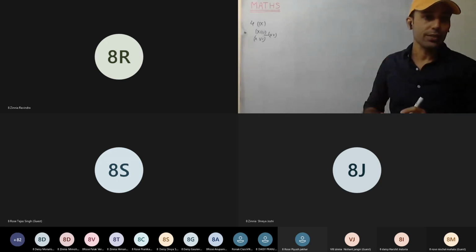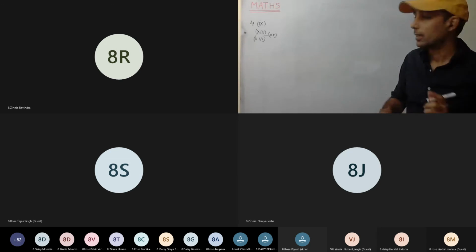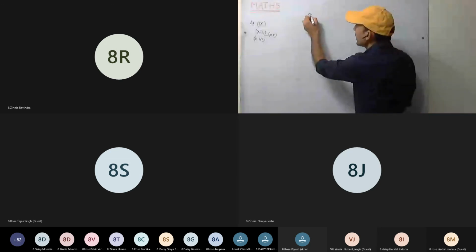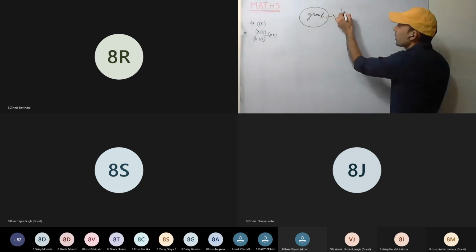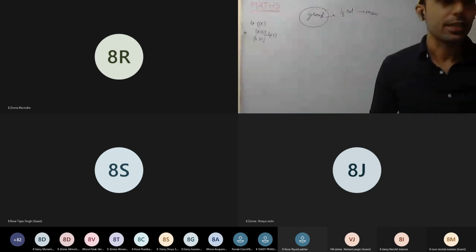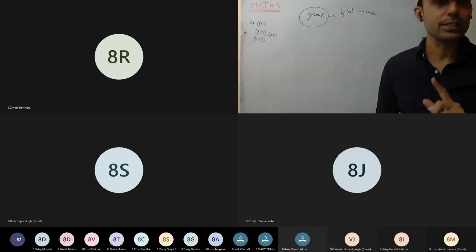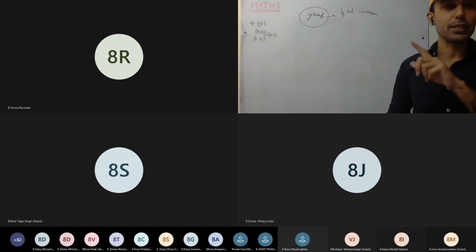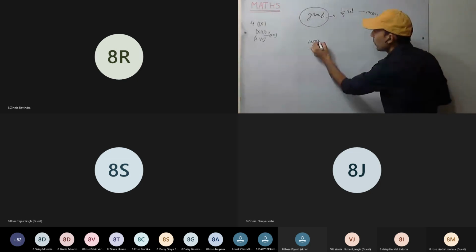So 1/3 of a group of people are men. That means a group is there, and 1/3 of this group are men. This is clear, this is given. Next it is given that the number of women is 200 more than men. So women are how much?